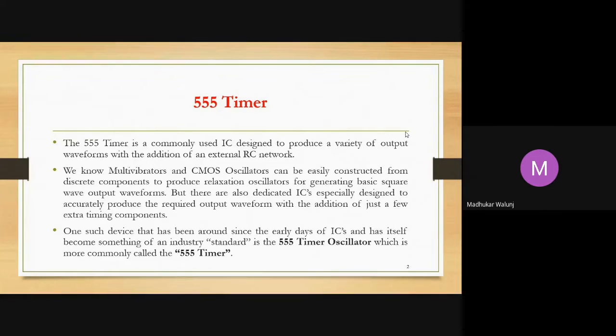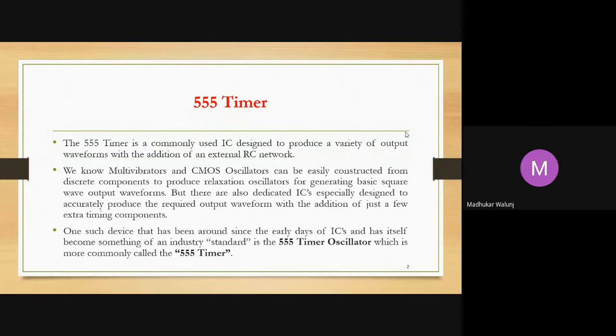So what is a multivibrator and oscillator? They generate output waveforms. Those waveforms may be square waveforms or sine waveforms. So what will it lead to? It will lead to producing a relaxation oscillator that will basically generate the square waveform. But as we now have the IC 555, it is specially designed to produce the required output waveform, and it has some addition of components. These are called extra timing components, the external RC network. So this device is called the 555 timer.